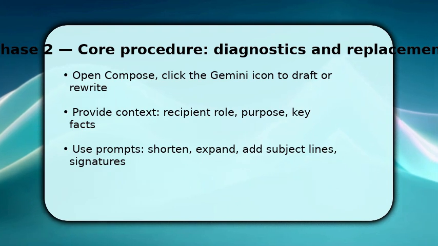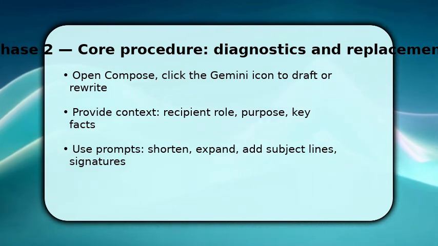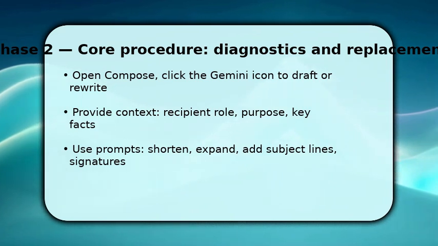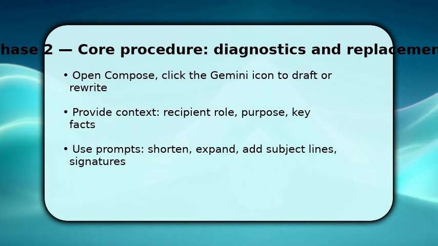Once Gemini generates text, use commands such as shorten, formalize, or add bullet list. Make iterative edits until tone and length match your needs. This process saves time and keeps control of final wording and accuracy.